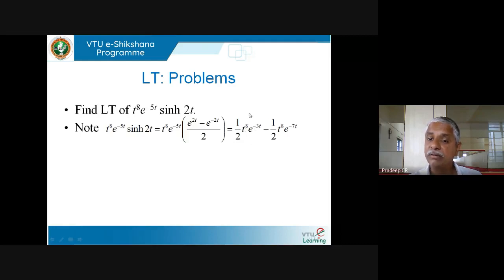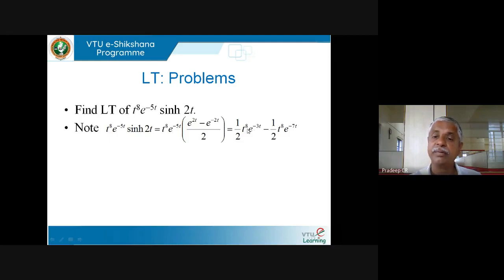All I have to do is find Laplace of t power 8 and then think of this function as of the form e power at into f(t). Here it's written in terms of t power 8 into e power minus 3t, but think of it as if it is e power at into f(t).